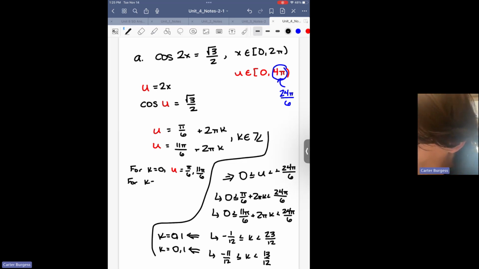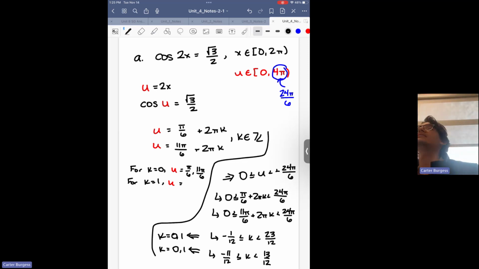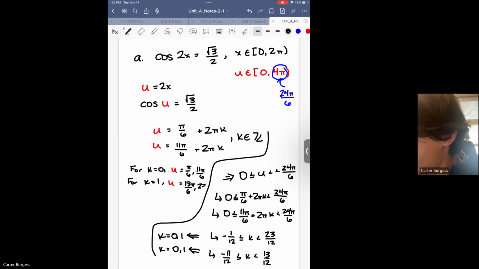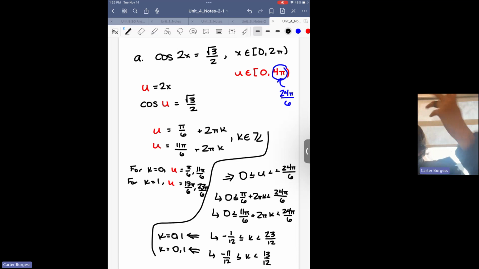When k is equal to 1, what do I do to each of these values of u? We're adding 2 pi. What's a more convenient way to add 2 pi? Adding 12 pi over 6. Pi over 6 plus 12 pi over 6 is 13 pi over 6, and then 11 pi over 6 plus 12 pi over 6 is 23 pi over 6. Haven't quite hit our metal detector yet.